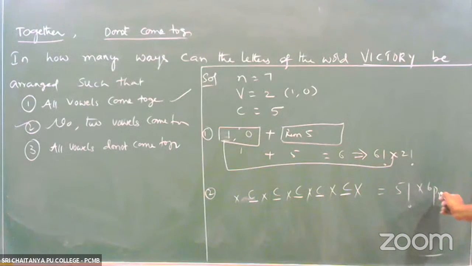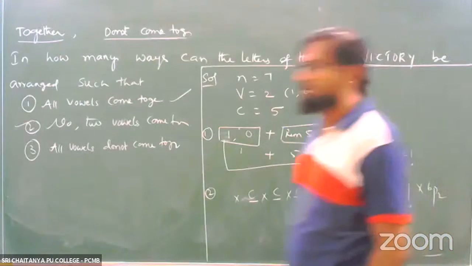This can be filled in how many ways? 6 P2 ways. As you know, the 5 factorial value is equal to 120 into 6 into 5. 6 P2 value is equal to 6 into 5. You can simplify it as usual.